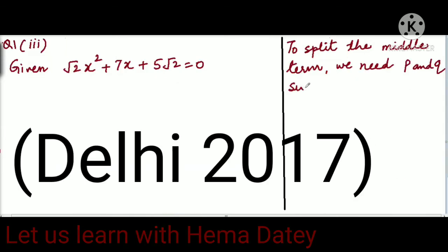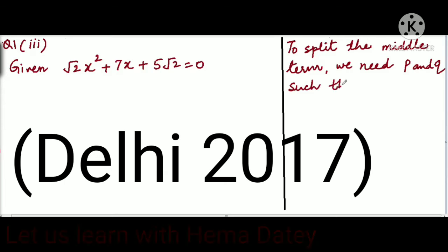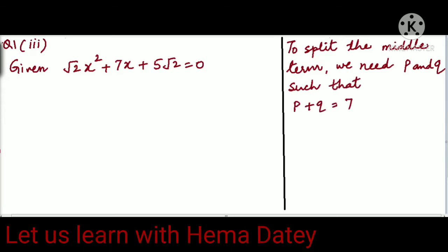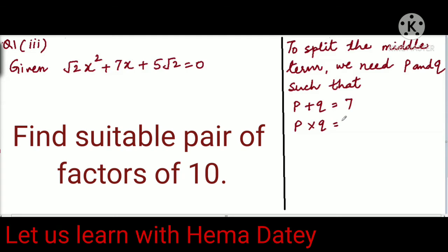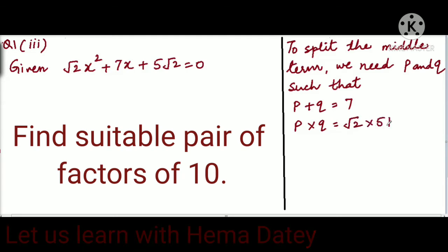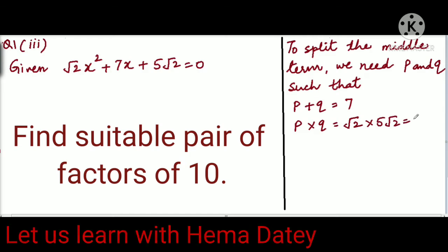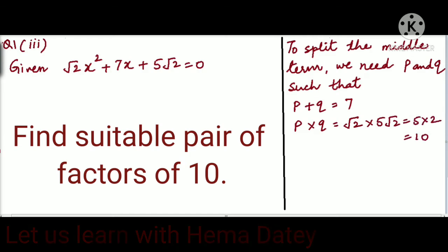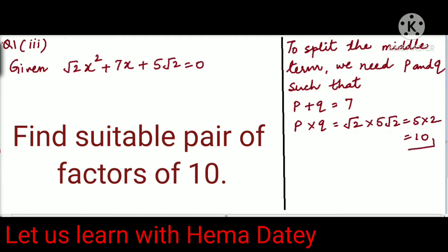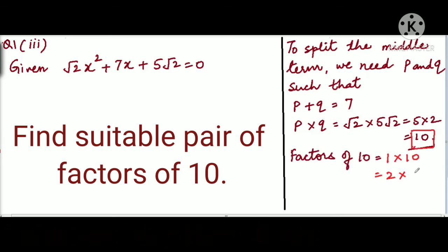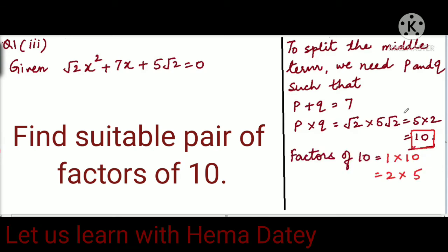Let's do question number 1, third part. Given √2x² + 7x + 5√2 = 0. To split the middle term, we need p and q such that p + q = 7 and p × q = √2 × 5√2, which is 5 × 2 = 10.